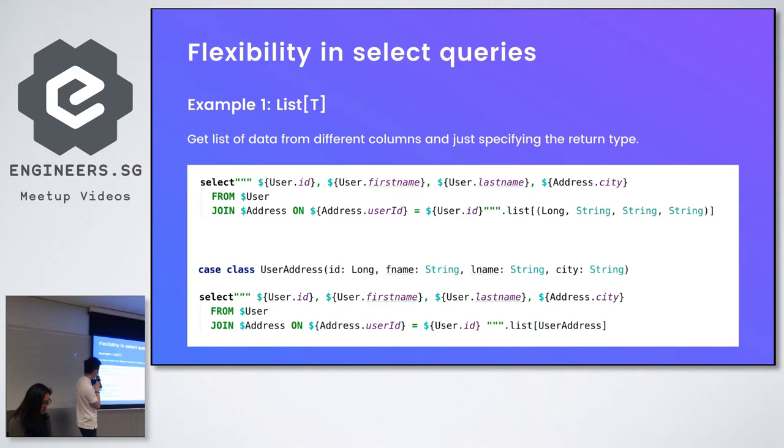So here we have a case class defined, user address, with fields ID, first name, last name, and city. All you have to do is make sure the projection matches positionally with the case class, and the library will be able to bind your result set into the case class user address.